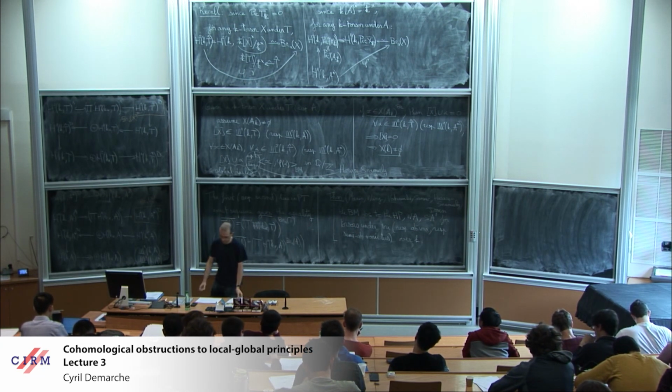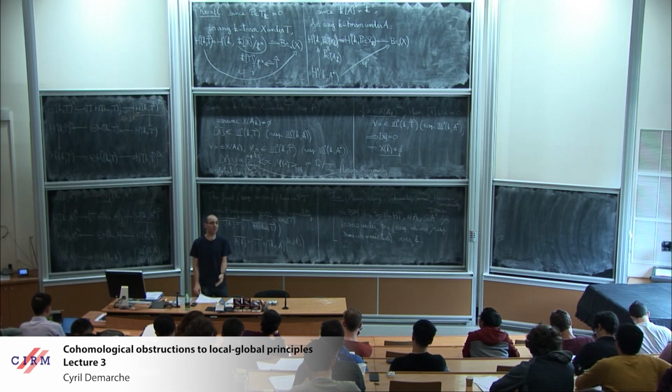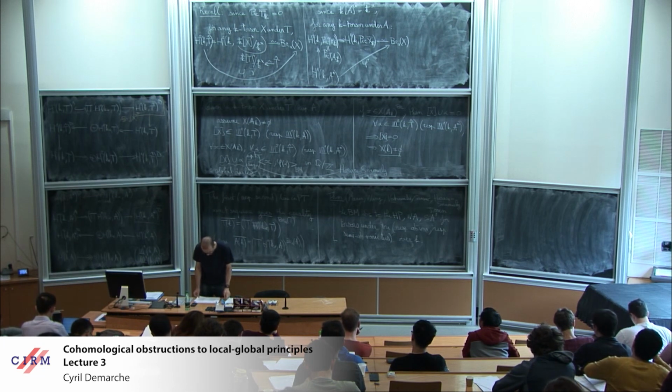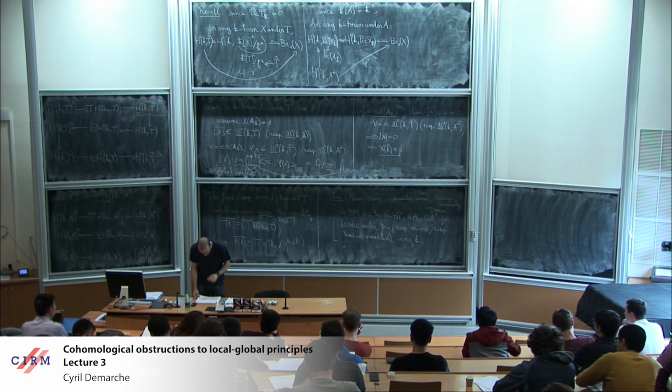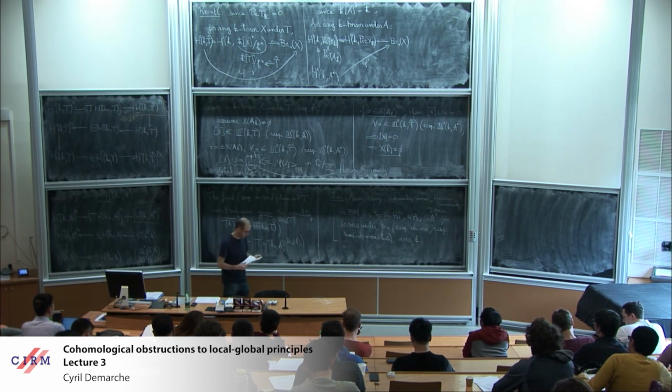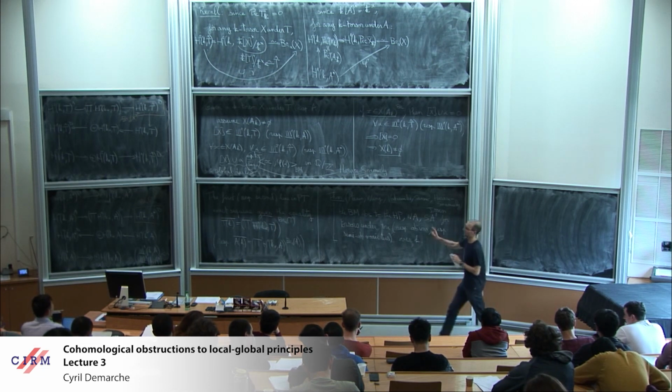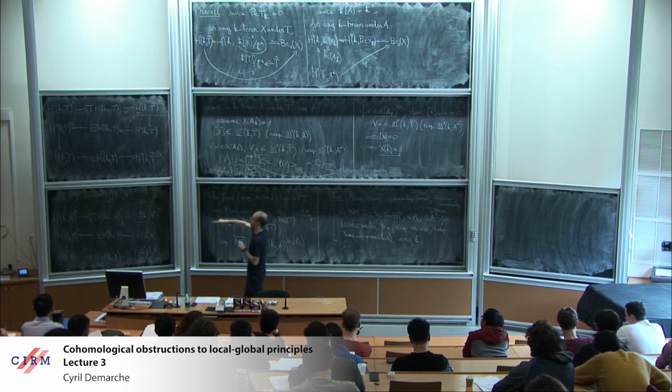But all of this is very nice, but this is still abelian groups, okay? And we can be interested in non-abelian groups. So, last remark about these exact sequences.